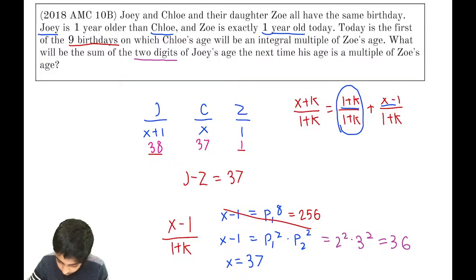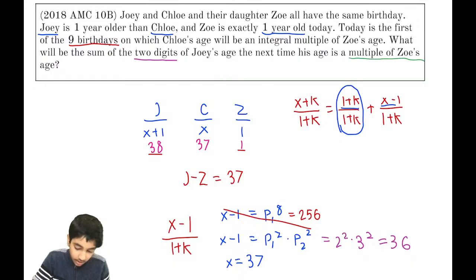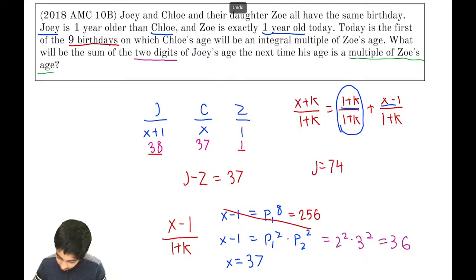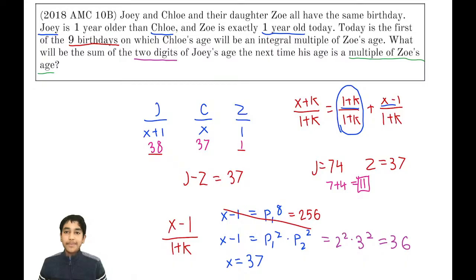The condition here is that Joey's age is a multiple of Zoe's age. This will only be true if Zoe's age is a factor of 37, so 1 or 37. We already see that Zoe's age is 1 currently. So we want to find the next time Joey's age will be a multiple of Zoe's age. Well, Zoe's age is 37 and Joey's age is 74. And we can see that the difference of 37 between their ages is constant, so we're good. And the sum of the 2 digits of Joey's age is just going to be 7 plus 4, or 11. And that's the answer for this problem.